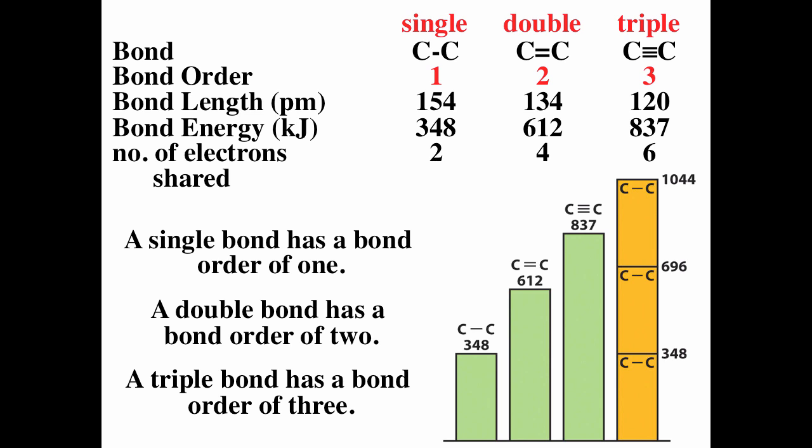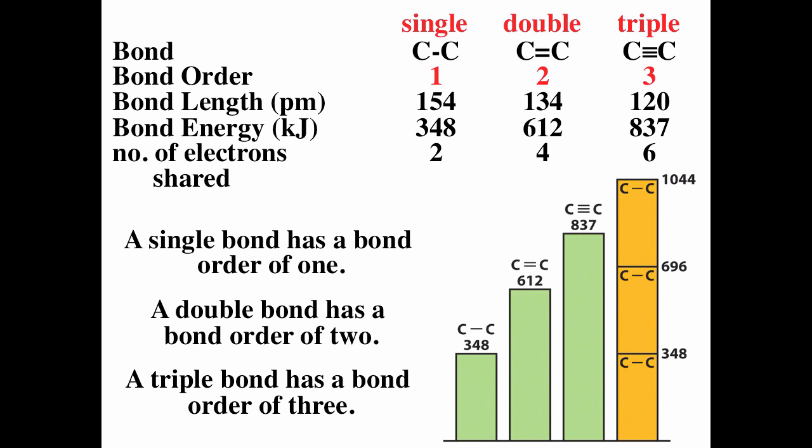Now it's kind of interesting. Look at the lengths, in picometers. Pico is 10 to the minus 12. Notice that the more electrons being shared, the shorter the bond. That may seem a little bit counterintuitive. You have more electrons being shared, and the nuclei can actually get closer because the nuclei are shielded better, and so they can get closer. And so more electrons shared leads to a shorter bond. Also notice on the energy, the more electrons shared, the higher the energy.